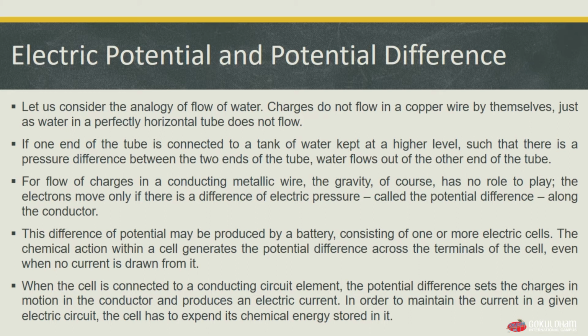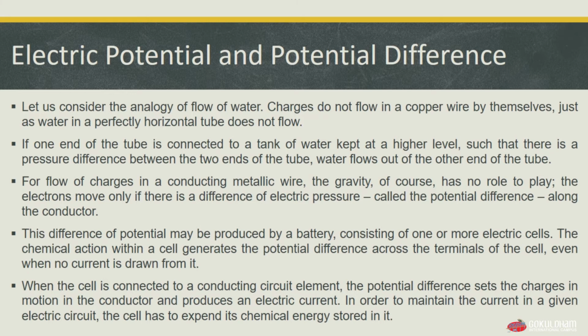For flow of charges in a conducting metallic wire, gravity of course does not play any role. The electrons move only if there is a difference of electric pressure. Means if there is a difference in electric pressure, the electrons will move. It is called the potential difference along the conductor. And this difference of potential may be produced by a battery consisting of one or more electric cells. The chemical action within a cell generates potential difference across the terminals of the cell even when no current is drawn from it.